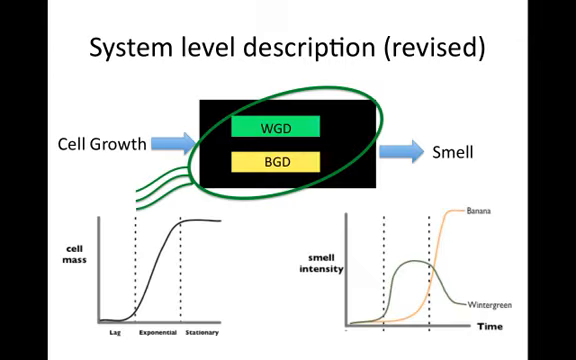So now looking at the graph that's on the bottom right of the slide here, the idea of this iGEM team was to regulate the production of these smells with the different stages of the cell growth cycle. So what they chose to do was have the banana smell generated during the stationary phase of growth, and they wanted the wintergreen smell to be generated during the log phase of growth and to disappear during the stationary phase.